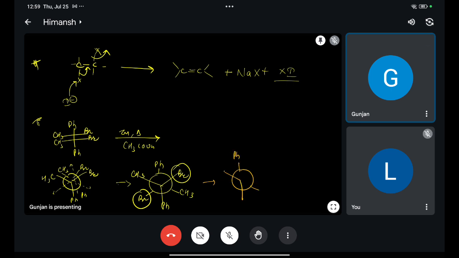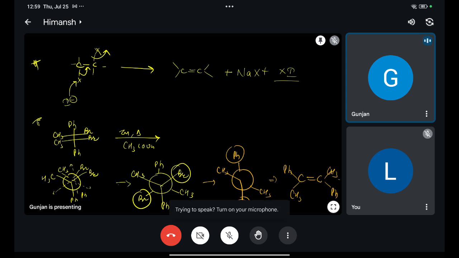PH, CH3, CH3, PH. So you can simply see that PH and PH are 180 to each other. They are 180 to each other. That means we are getting a trans alkene. Right? This is a trans alkene we are getting.